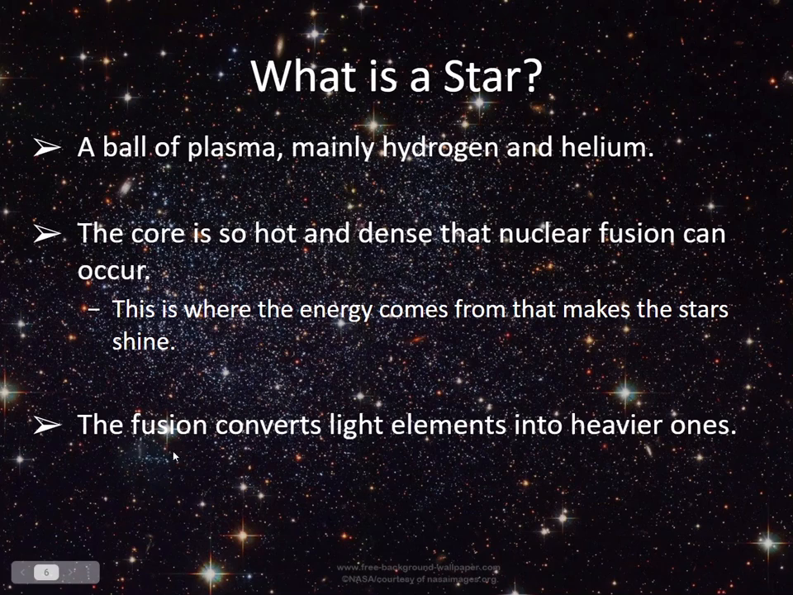This process of fusion is important because it converts light elements into heavier ones. And again, we talked about how the Big Bang Theory predicts how the first elements are made, basically hydrogen and helium. Everything else is produced through this process. So again, our bodies are made out of a lot of carbon, a lot of oxygen. All of those carbon atoms, all of those oxygen atoms come from the core of a star at some point, is where they're made.